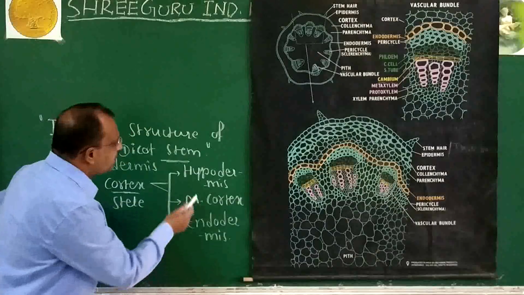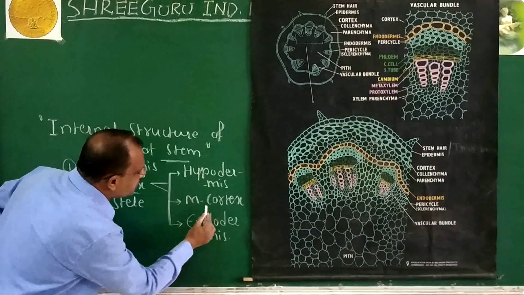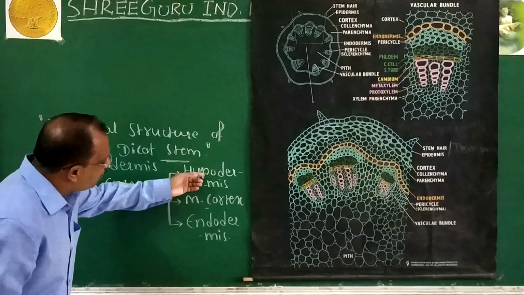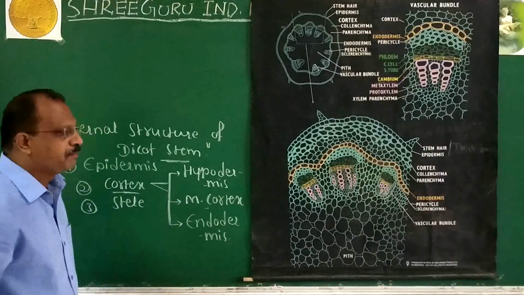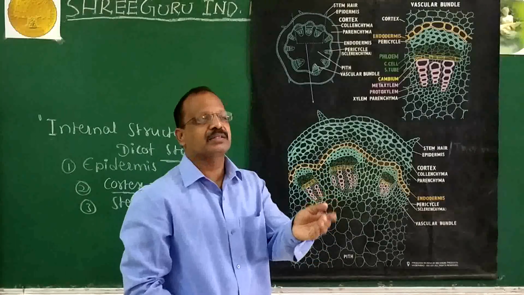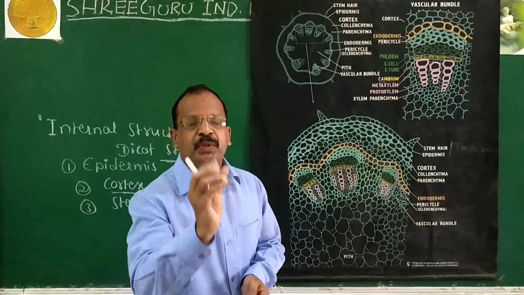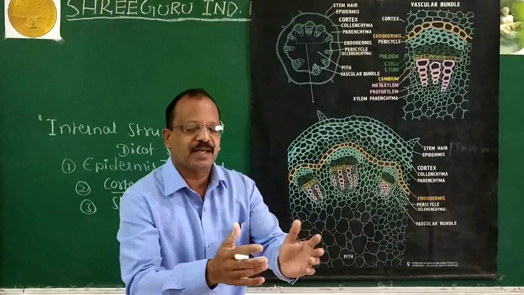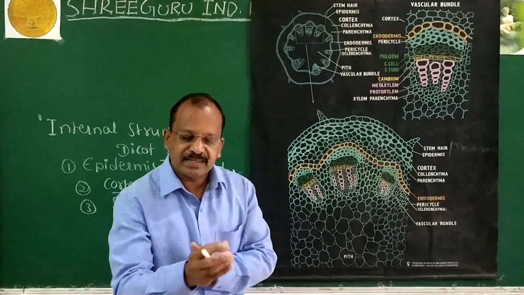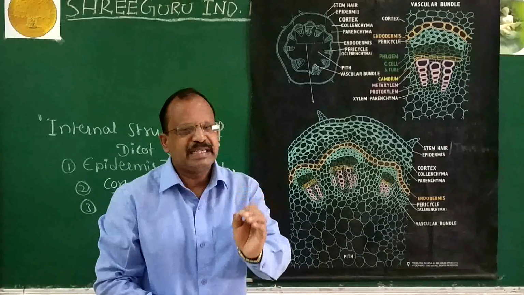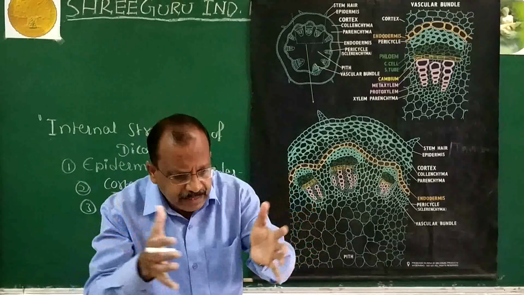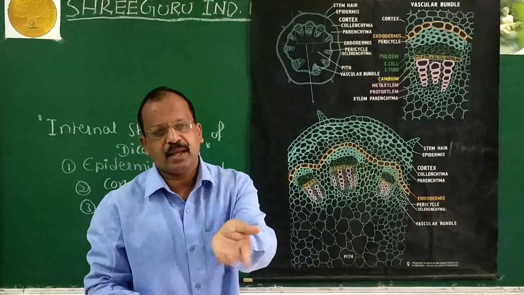The region present in between hypodermis and endodermis is called middle cortex. This middle cortex is composed of parenchyma cells. You know already the unique character of parenchyma. Cells are loosely arranged with intercellular spaces. In rare cases, they are tightly arranged or compactly arranged.